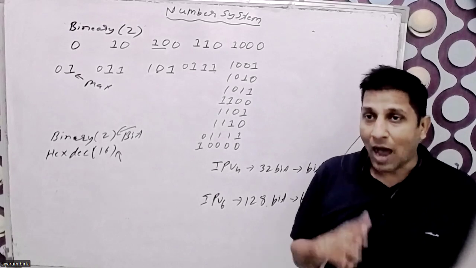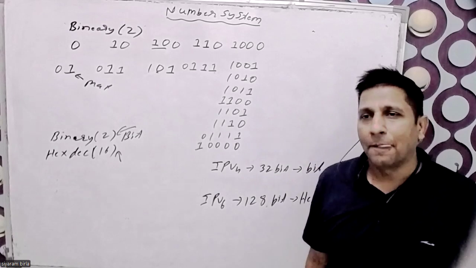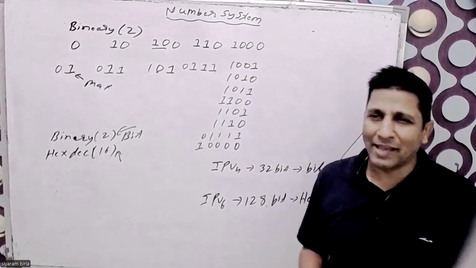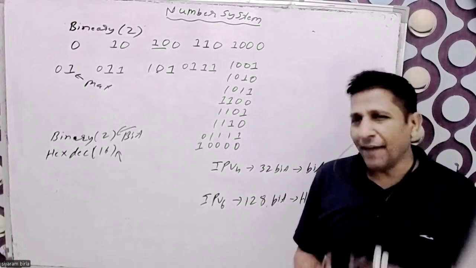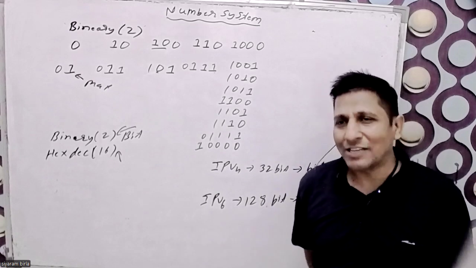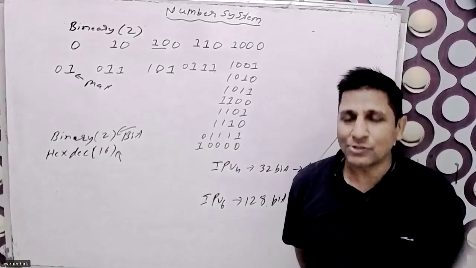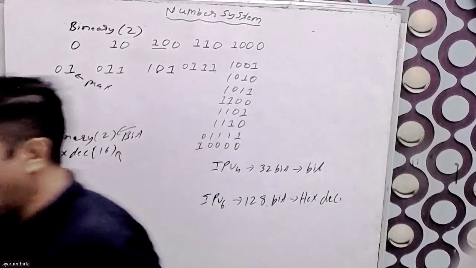In the next class, I will convert one number system into another number system. I will explain how to convert binary to hexadecimal, hexadecimal to binary, binary to octal, octal to decimal. Everything I will convert. So in the next lecture, I will explain conversion from one number system to another number system. So that's it. Thank you so much.